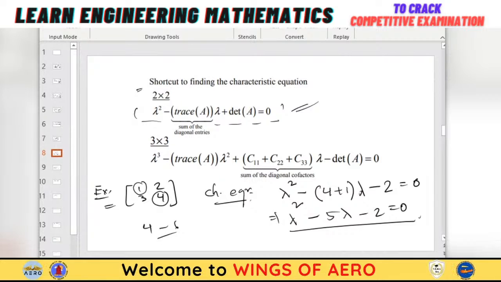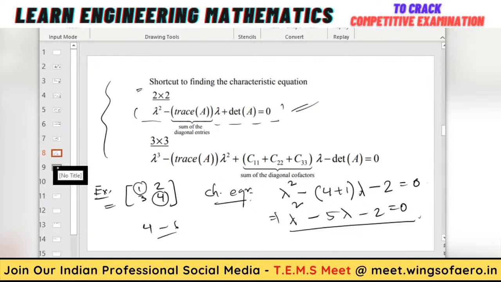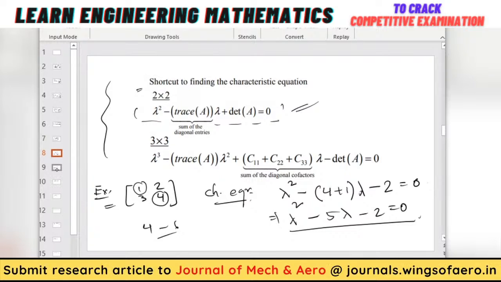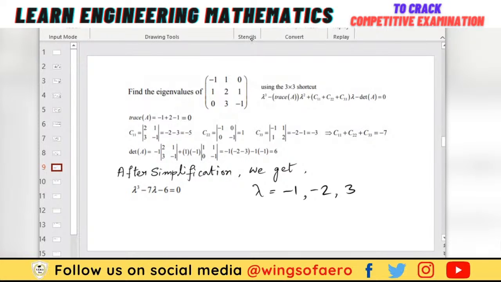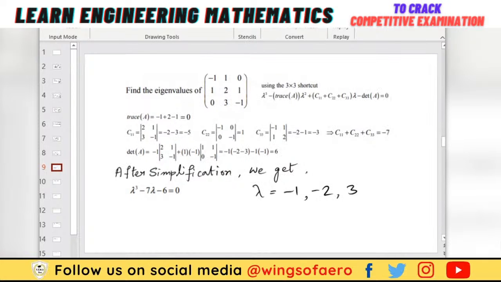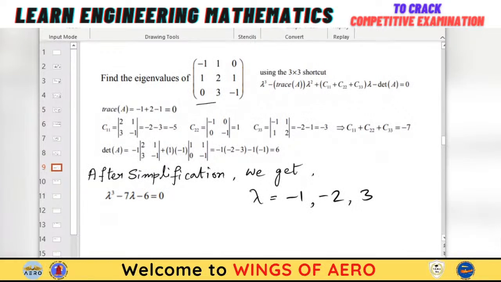Sir, one example of 3, yes. One example of 3 cross 3, I am giving the example. Okay, did you write it down, or am I changing the slide now? Finished writing, sir. Okay. This is the example of a 3 cross 3 matrix. Look at this. Find the eigenvalues of this one.